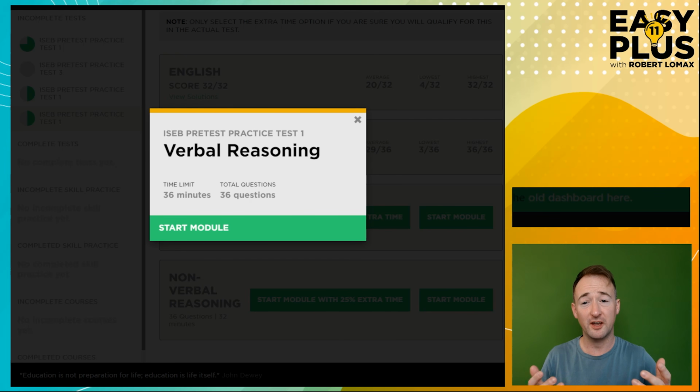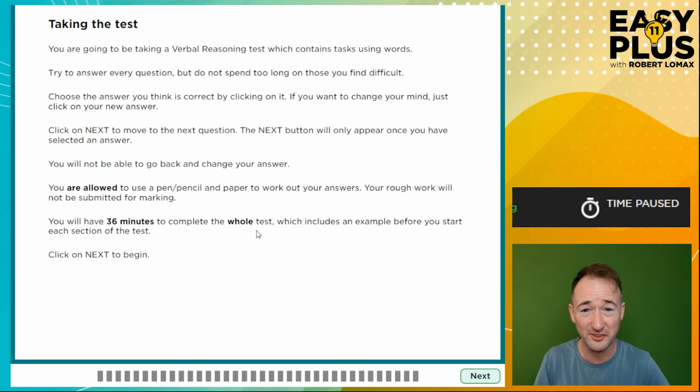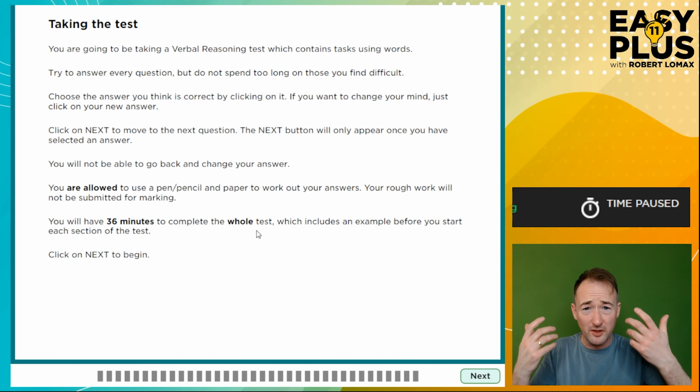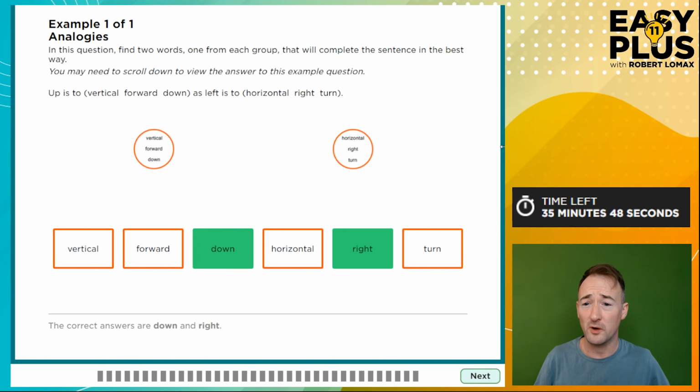For this part of the test, you have 36 minutes to complete 36 questions. I explained how adaptive tests work when we were discussing the maths segment of this test. For now, the main thing to remember is that you need to be especially careful at the start of each section. The notes here don't tell us anything new, except that there's an example question at the start of each section of this test. And here's our first example question.